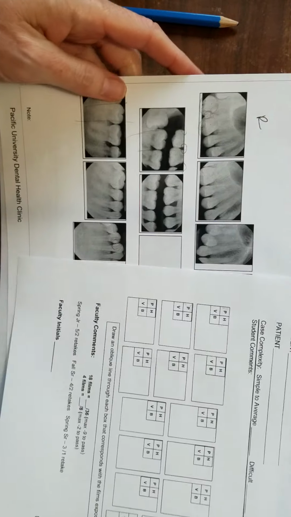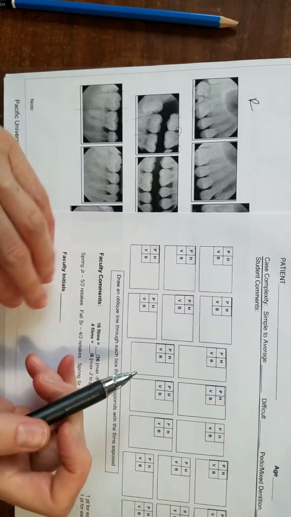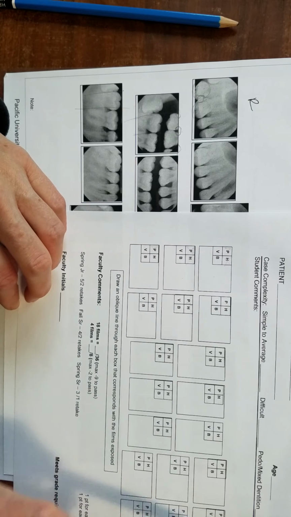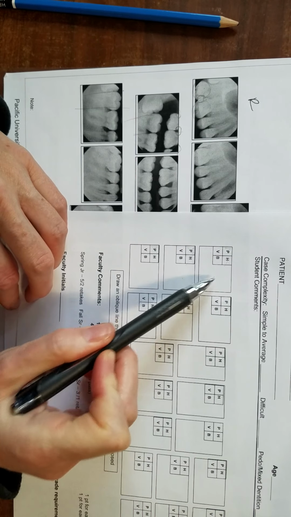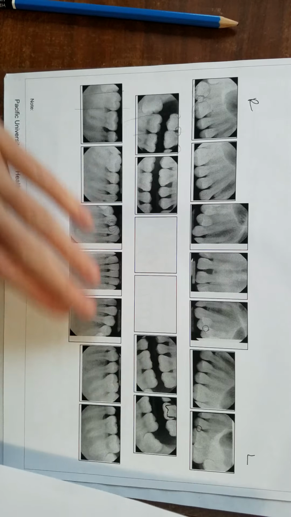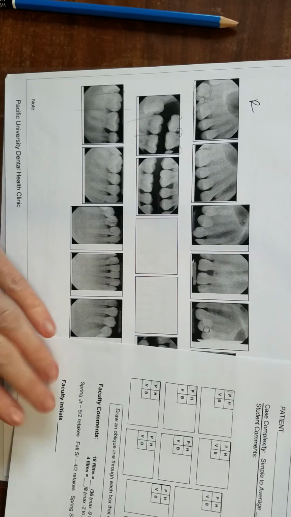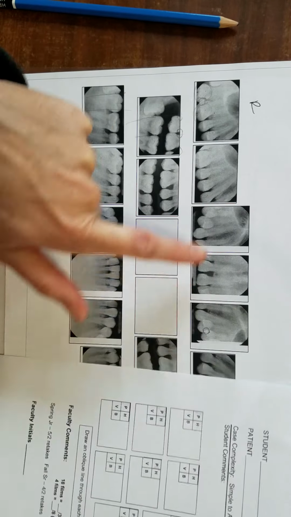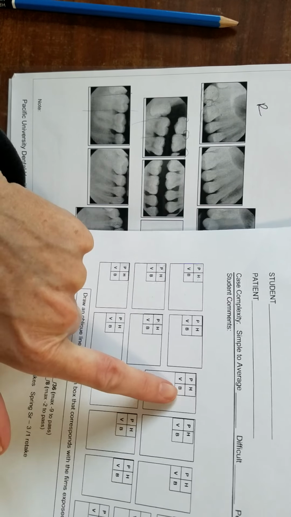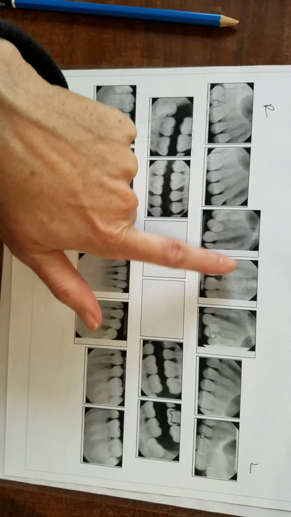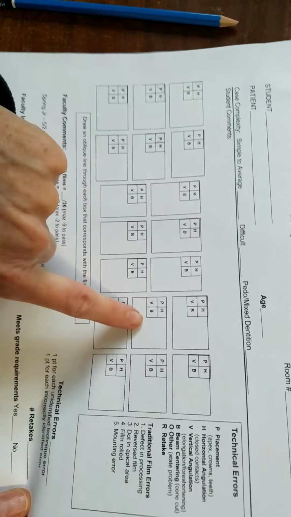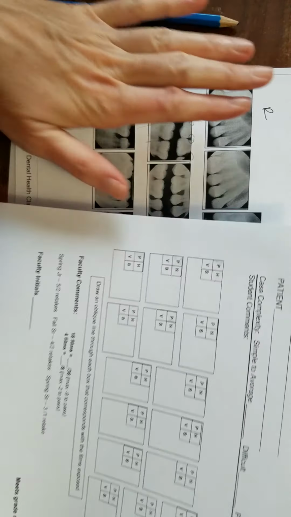So let's just do a couple of these together. The way this form works is this is like a full mouth series mount. Every box corresponds to a film. So you can see that this setup is the same as this setup. We have the molars, the premolars, the 3 anterior, the 3 anterior, the 3 anterior here, mandibular, and then this side over here. So it's a perfect match.